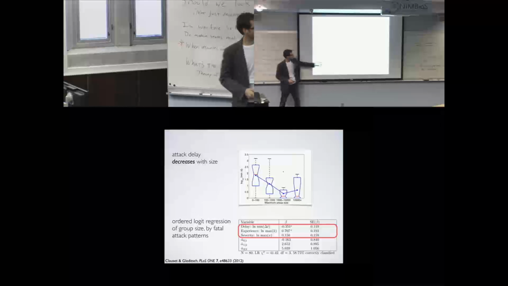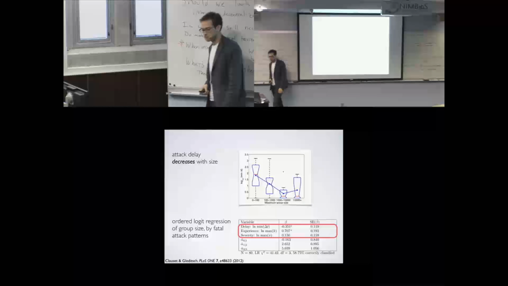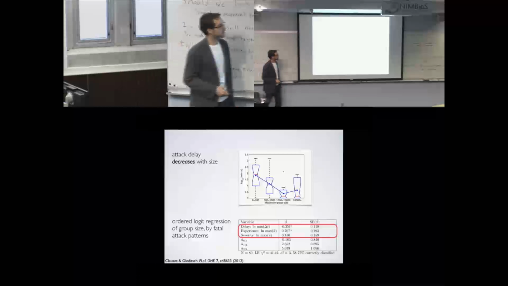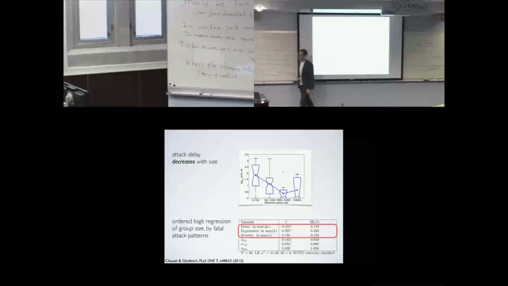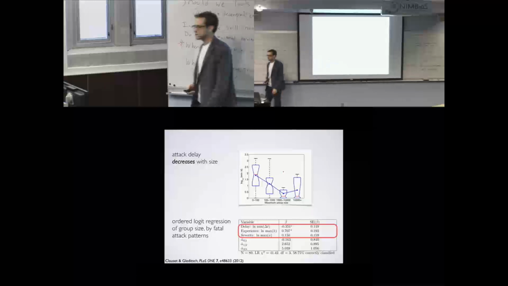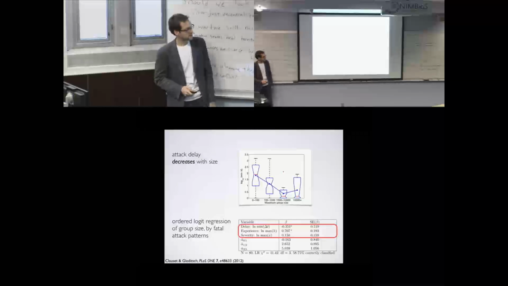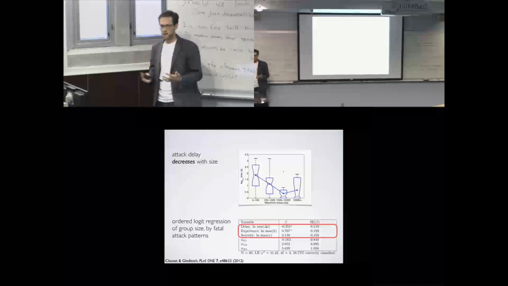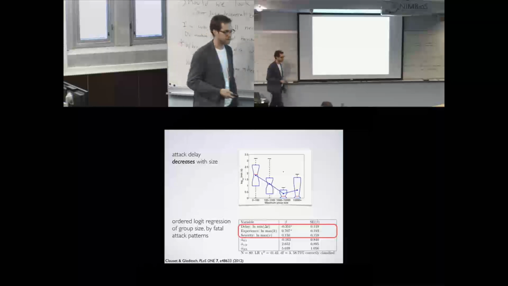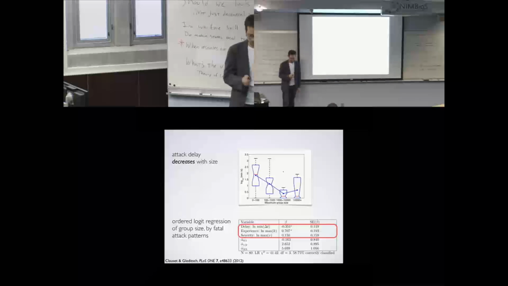We can do better. We can then conduct an ordered logit regression model to ask, can we predict the size of a group based on things like the delay, the experience, and the severity? What we find is that delay and experience both significantly predict the size of the group, and the severity does not. Aha. I hadn't talked about severity yet. That's a hint about what's coming next. So essentially, the theory here, this model of size being the main determinant of the frequency of the events, is looking pretty good so far.